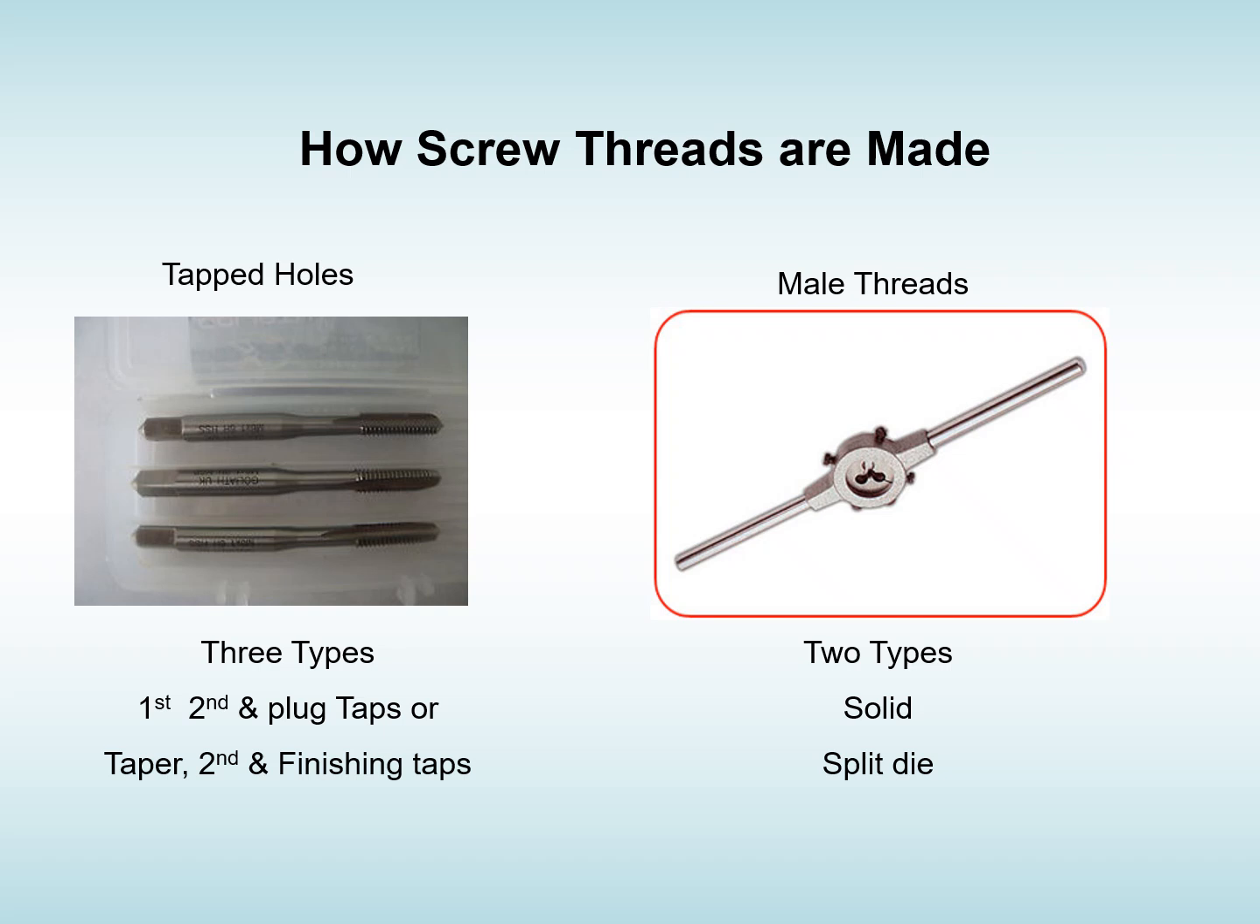A quick look at how screw threads are made. On the left you can see taps. You have three types of tap. You have a first tap, second tap and plug tap, or taper, second and finishing tap. And on the right, for making male threads, you have dies, and there are two types of die. There's a solid die and a split die.